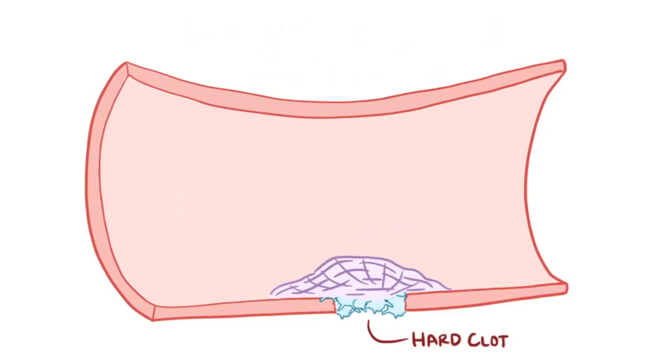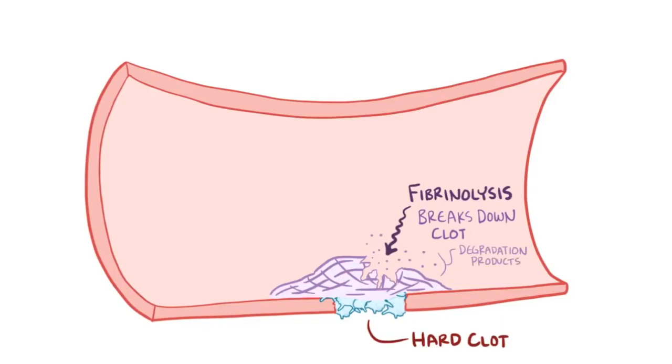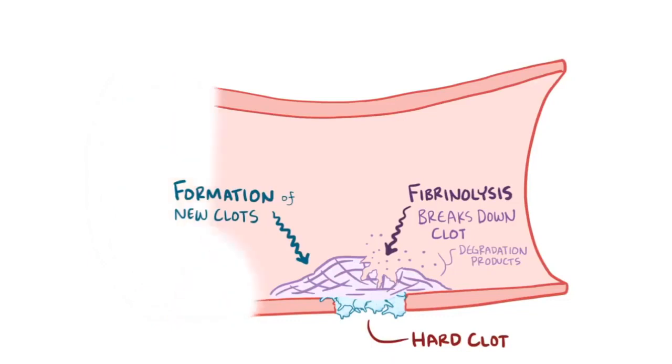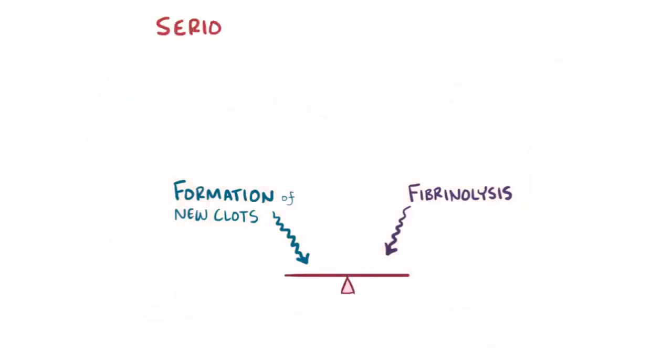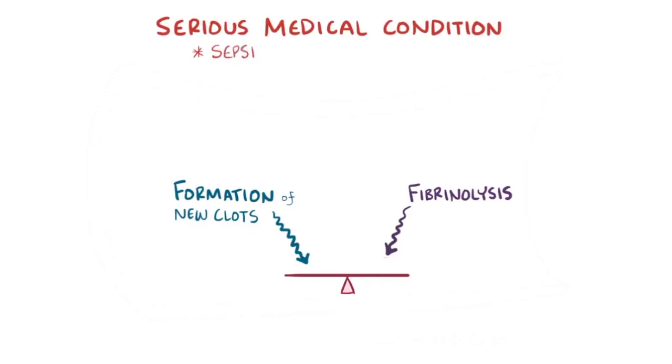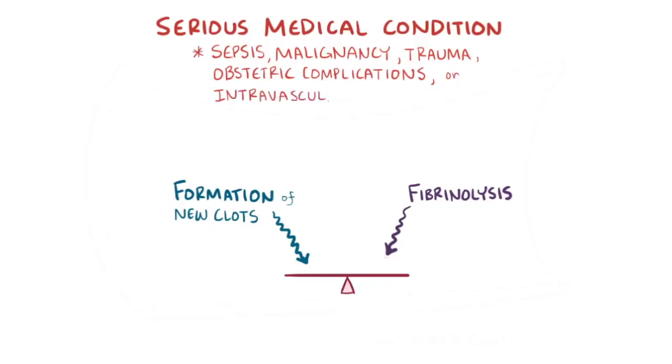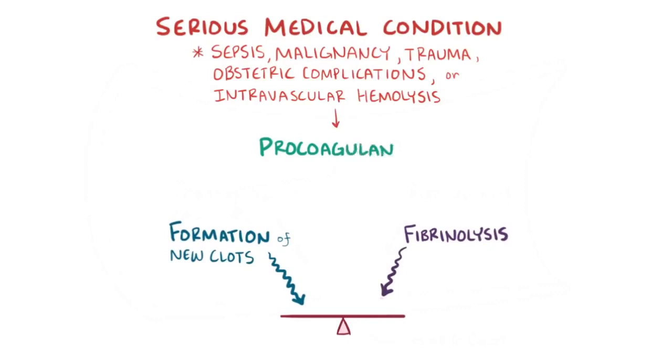Now, as soon as that clot's formed, the body's also initiating pathways to break down the clot so that it doesn't get bigger than it needs to be and dissolves when it's not needed anymore, a process called fibrinolysis. And this process produces fibrin degradation products. Normally, the formation of new clots and the process of fibrinolysis are in a steady balance. Now, in serious medical conditions, like for example sepsis, malignancy, serious trauma, obstetric complications, or intravascular hemolysis, like you might see with blood type incompatibility, there can be a release of a procoagulant that tips the scales in favor of clot formation.